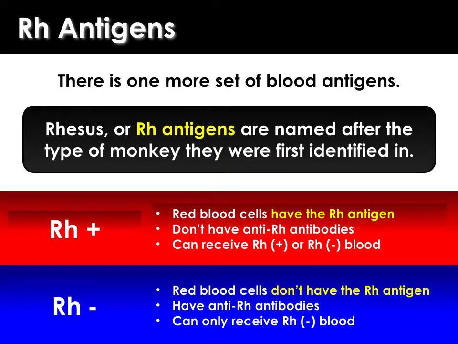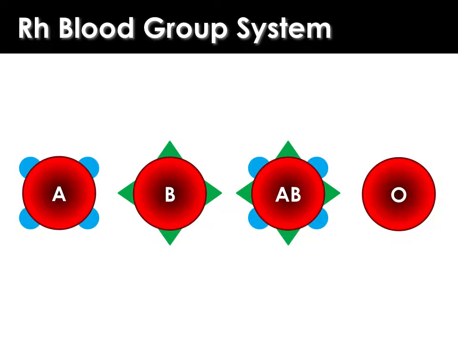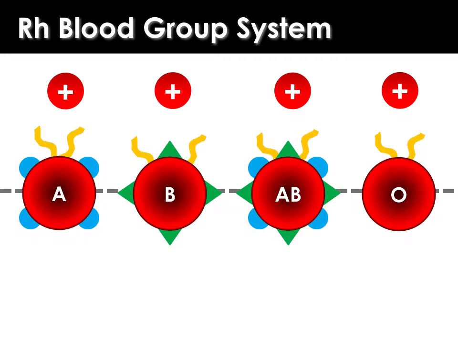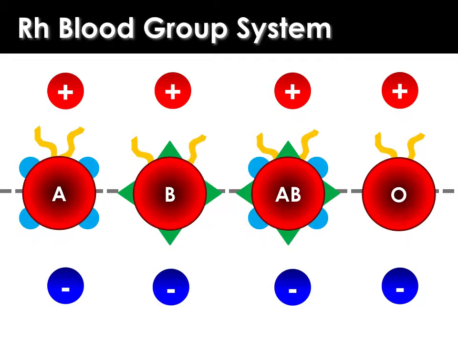Someone that is Rh negative, that means they do not have that Rh antigen on the surface of their red blood cells. Because of that, they actually do produce anti-Rh antibodies, which means they can only receive Rh negative blood. So it's not quite as simple as this. There is actually one other component. Not only can someone be type A, B, AB, or O, but they can also be A positive, B positive, AB positive, O positive, or the converse. If they don't have that Rh antigen, it would be A negative, B negative, AB negative, and O negative.